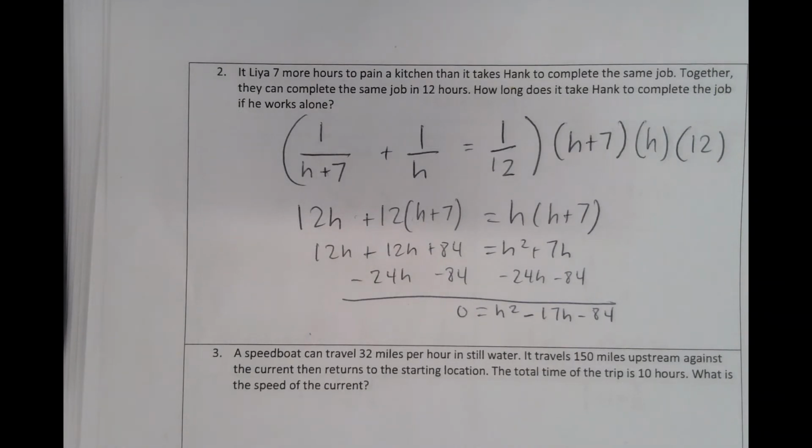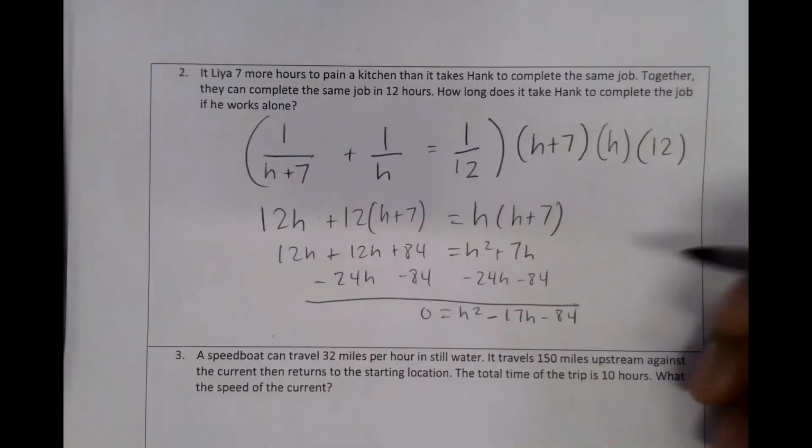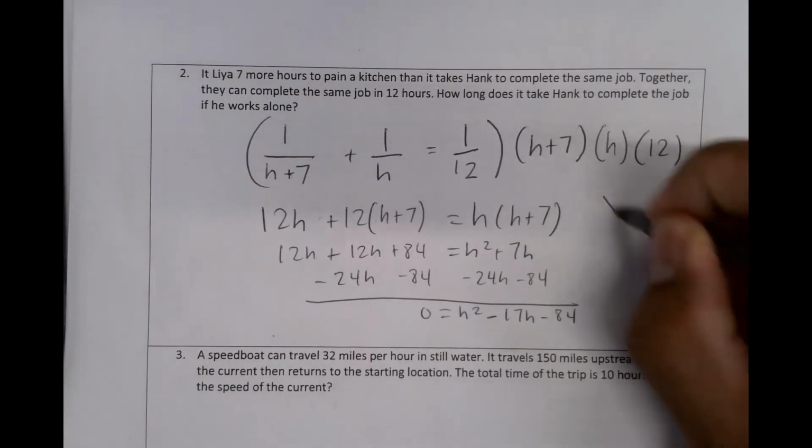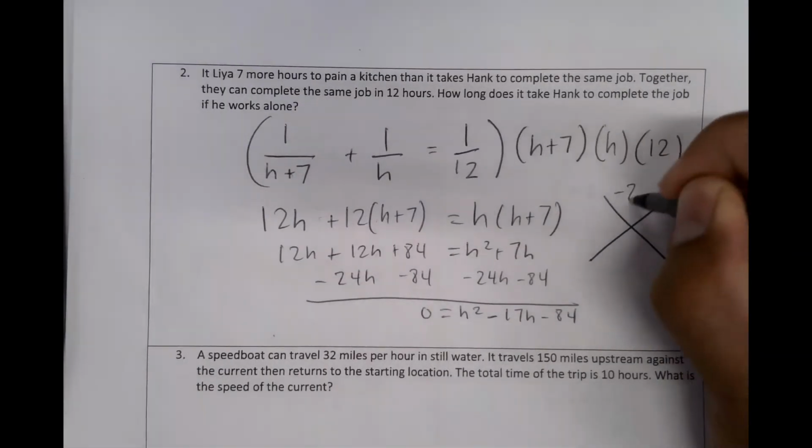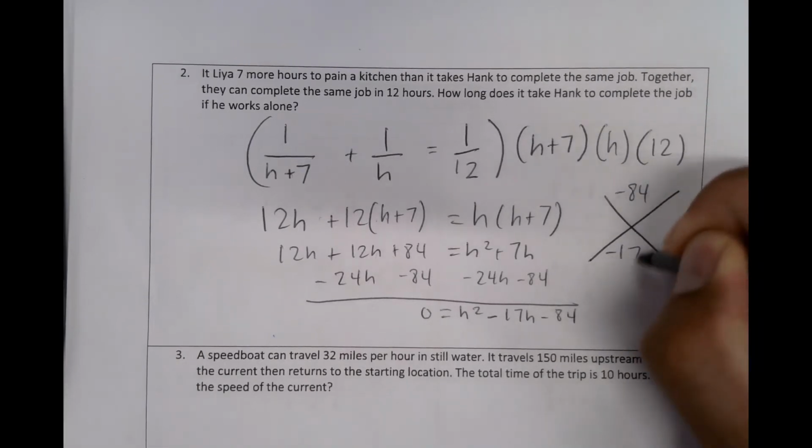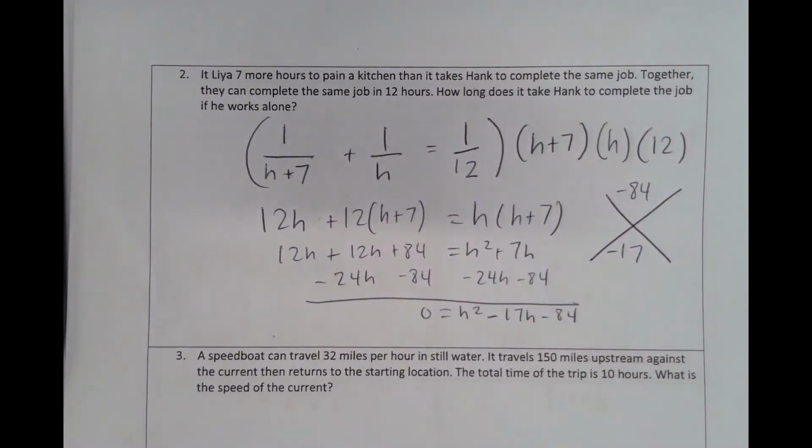So now the biggest job here is just to factor. I'm just going to do the x method right here, put the negative 84 on top, negative 17 on the bottom. I want to think about what two things when multiplied equals the top, when added together equals the bottom. This one's probably a little more difficult. So this one, for me even, I need to think about it.